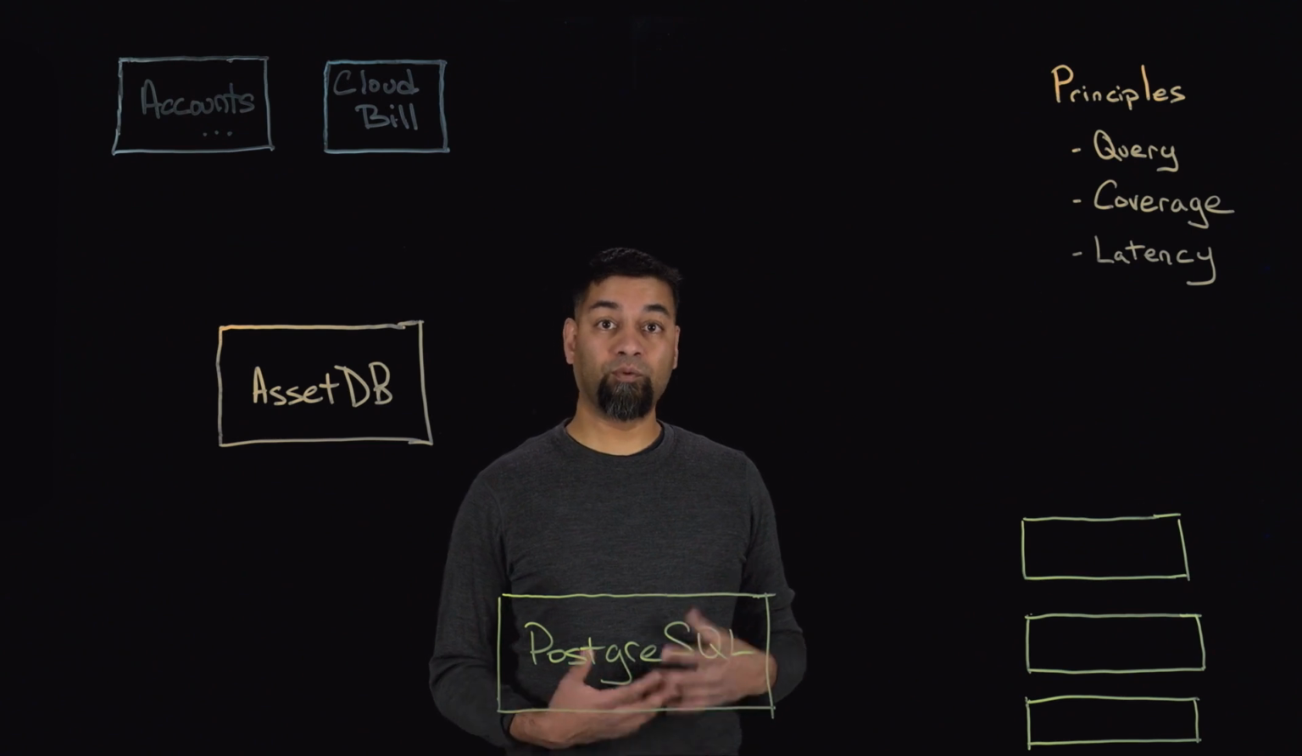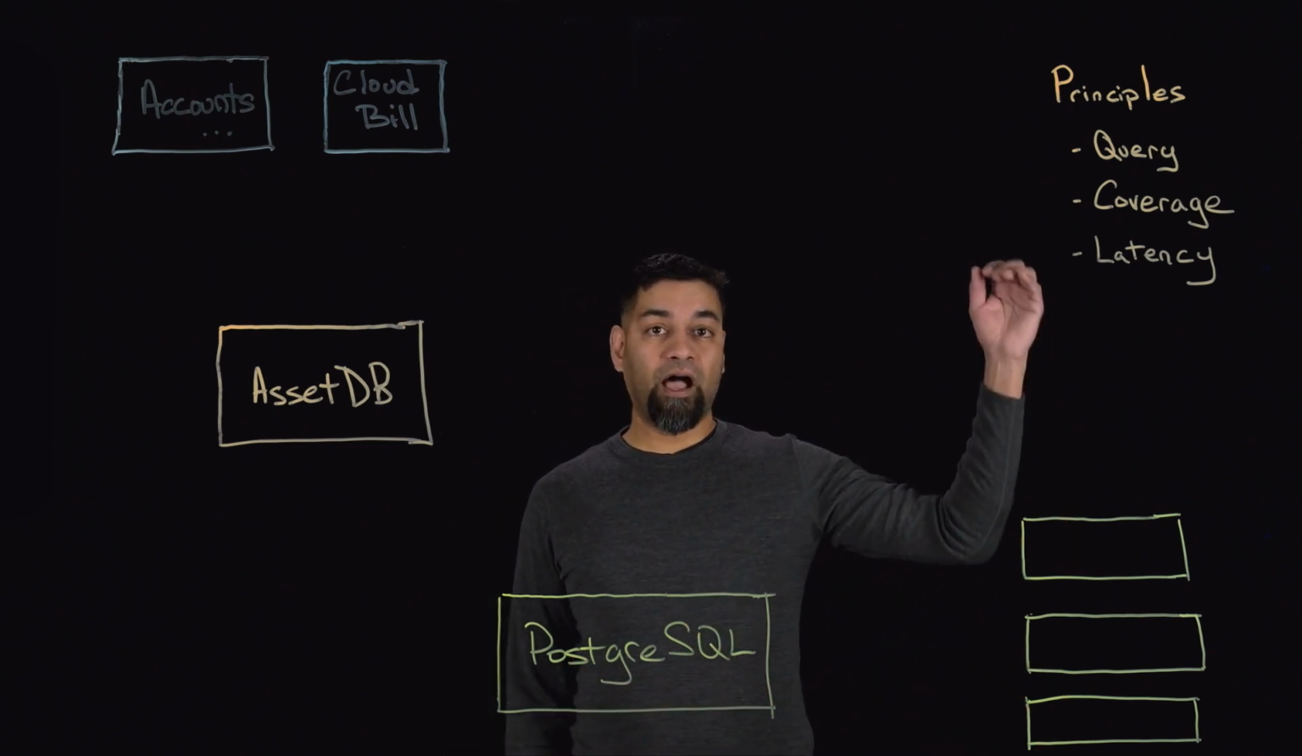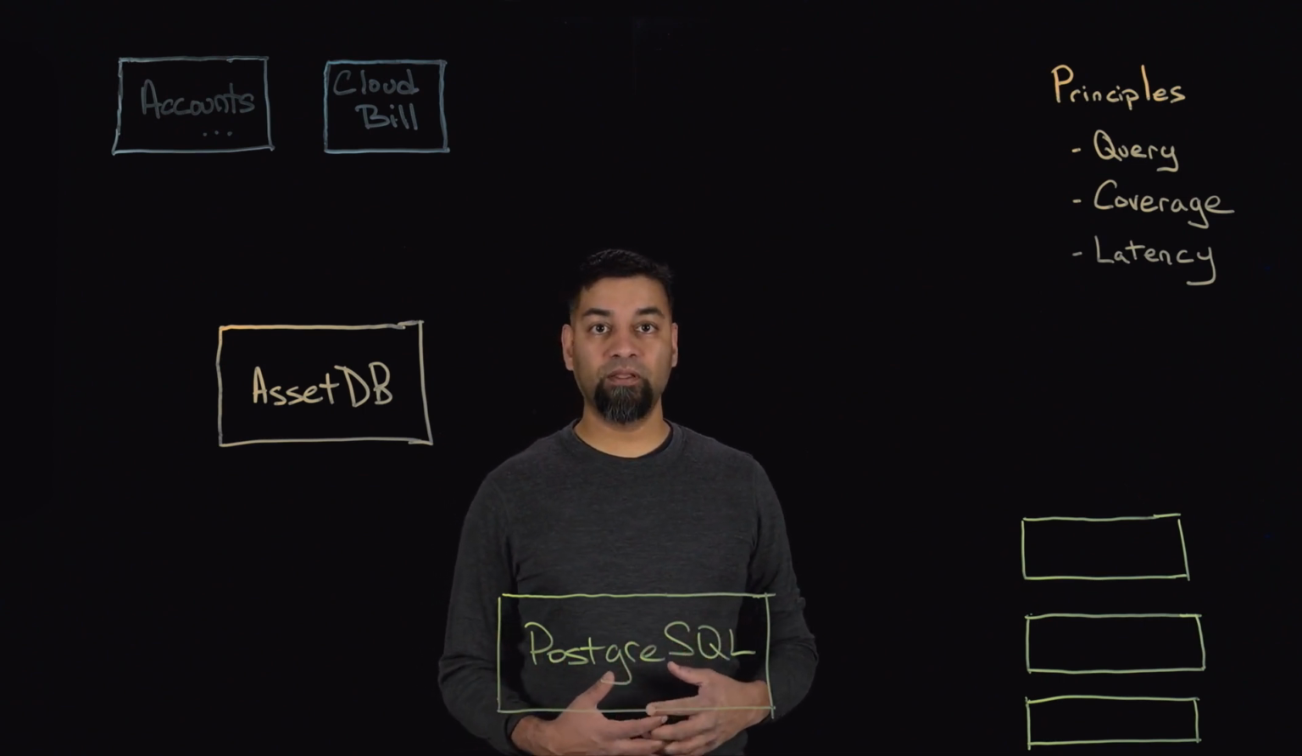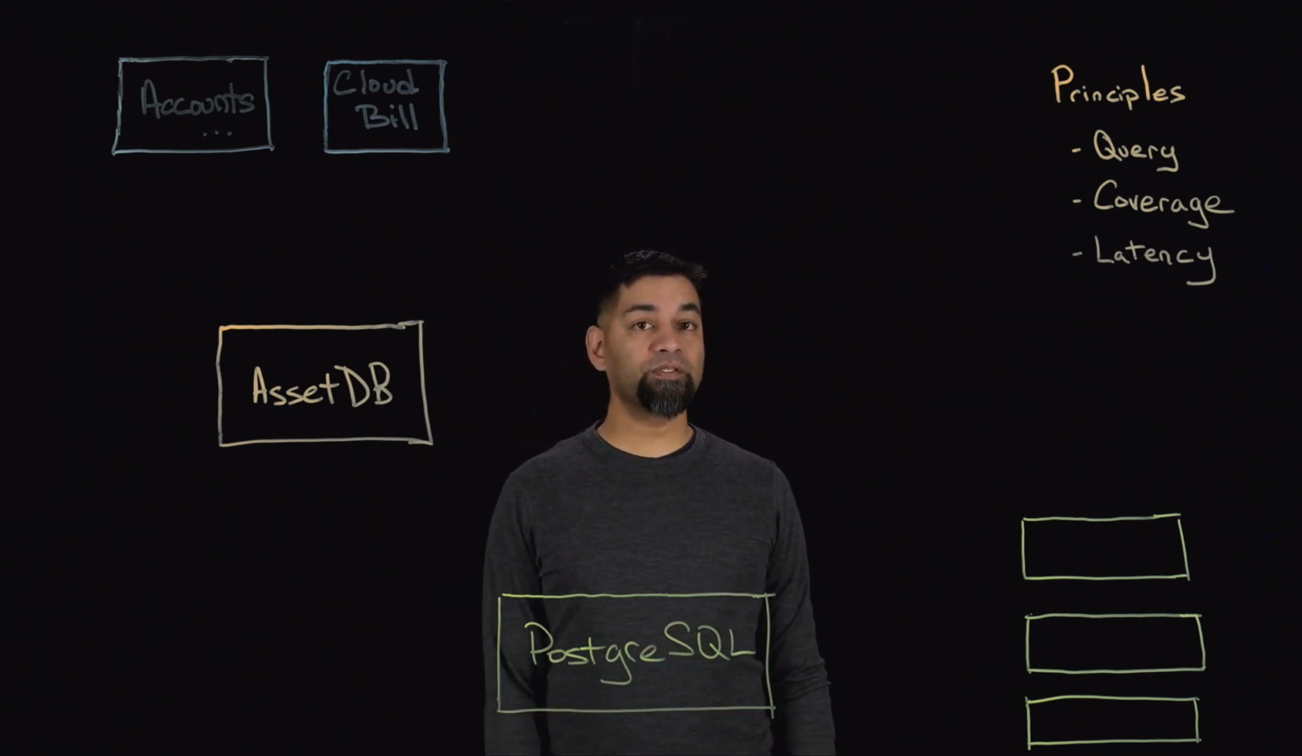When we look at different types of asset databases, we try to look at them across three organizing principles that we want to evaluate them on. One is, how well can we query them? What kind of queries can we write? How expressive can we be to find the information that we want from the asset database?